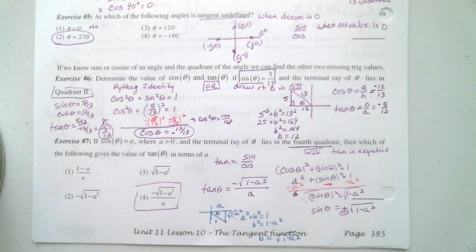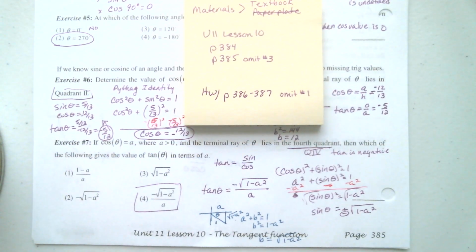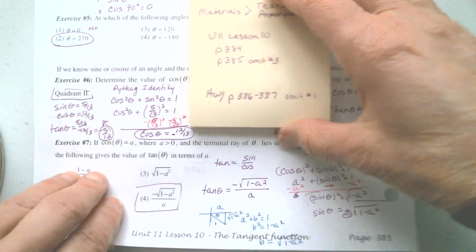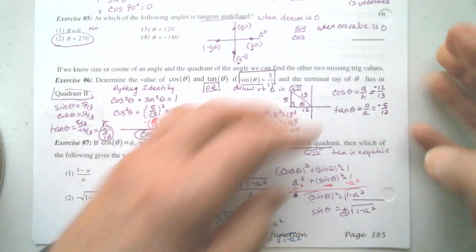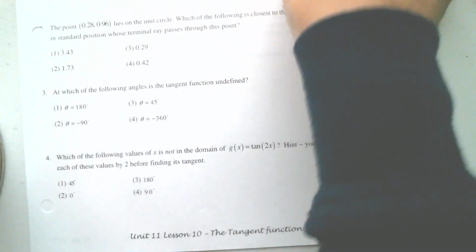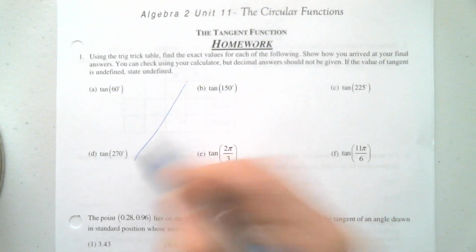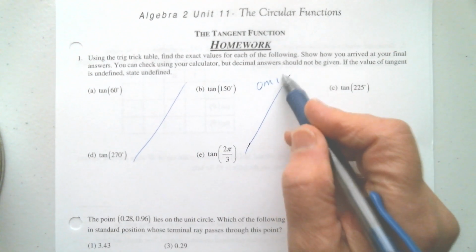Okay, so this concludes this video. Your homework is page 386 and 387. All the questions on that page, but omit number 1. So you are not to do question number 1 on page 386. All right, so this is page 386 here. Omit that. Do not do that.